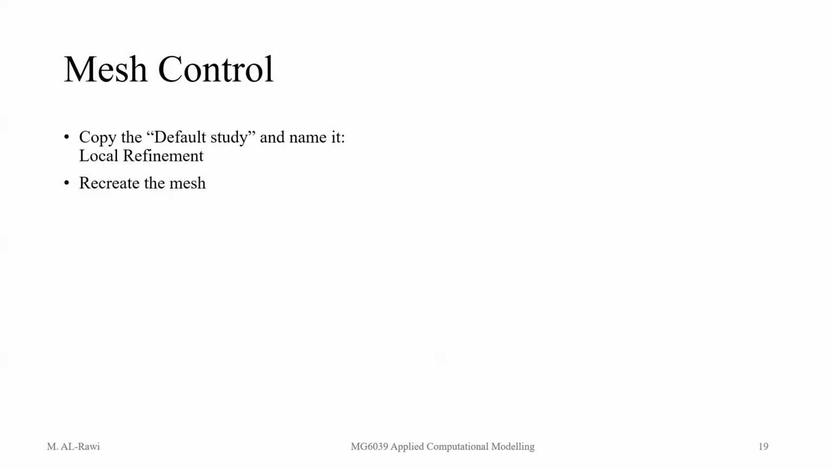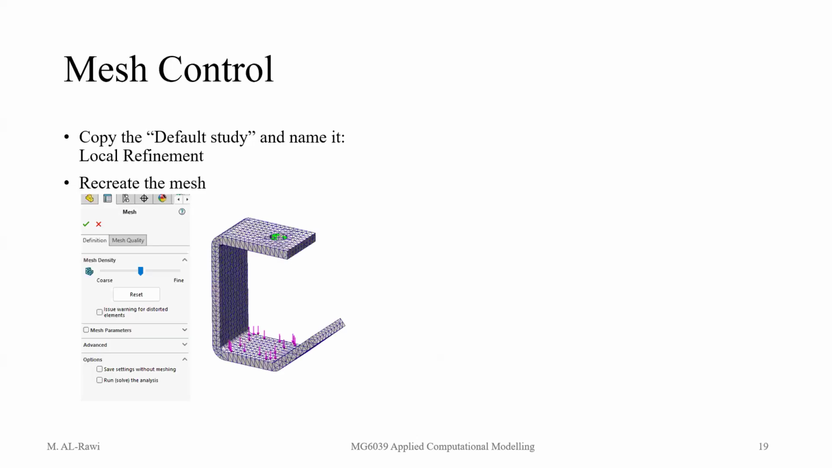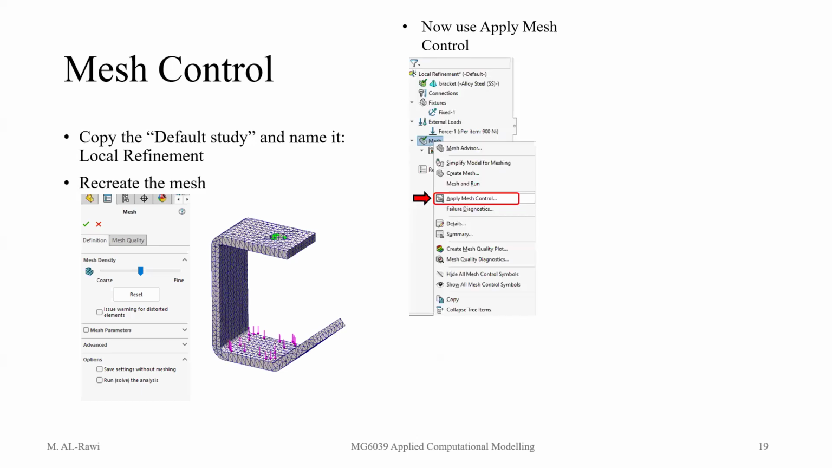Okay, now recreate the mesh. To recreate the mesh, you just leave it at the default. So go to mesh, right click, create mesh, and click. Don't change anything, just click OK. And then it will create the mesh for you. Not changing, okay? Now, under the mesh, go and find apply mesh control. Right click on mesh and then search for apply mesh control. You can see it on the screen.